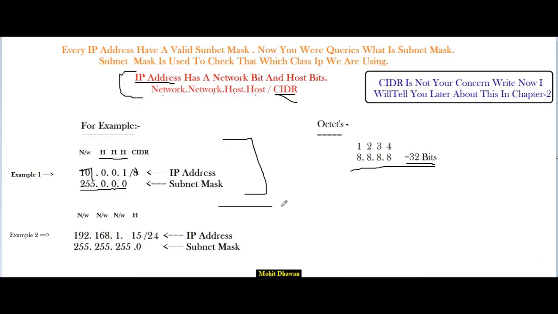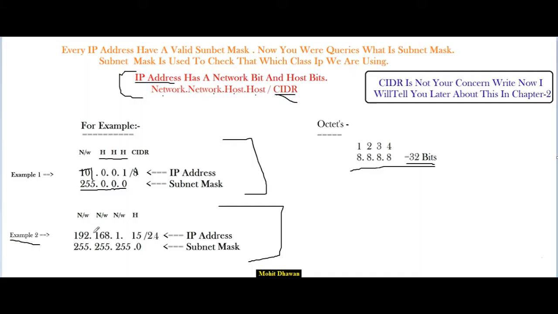Okay guys, moving on to the next example, example 2. Here you can see a different IP and a different subnet mask. This is a class C IP address, and the IP address is 192.168.1.15/24. 24 is a CIDR value, that's not of concern right now.